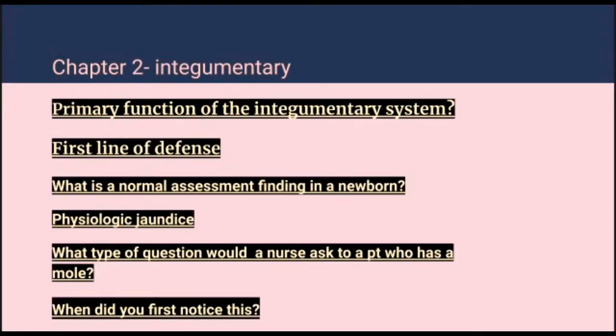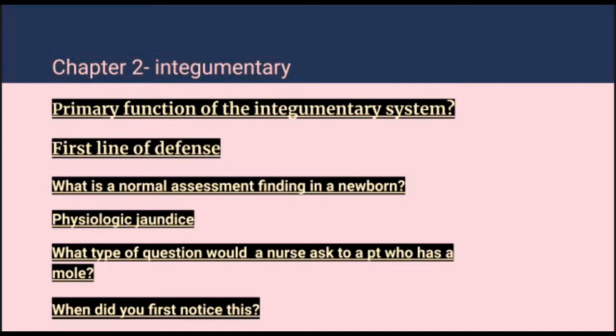Alrighty, so let's go over a few questions. Chapter 2, integumentary. Primary function of the integumentary system is the first line of defense. And then the second question is, what is a normal assessment finding in a newborn? That is going to be physiological jaundice. What type of question would a nurse ask a patient who has a mole? The nurse would ask, when did you first notice this?